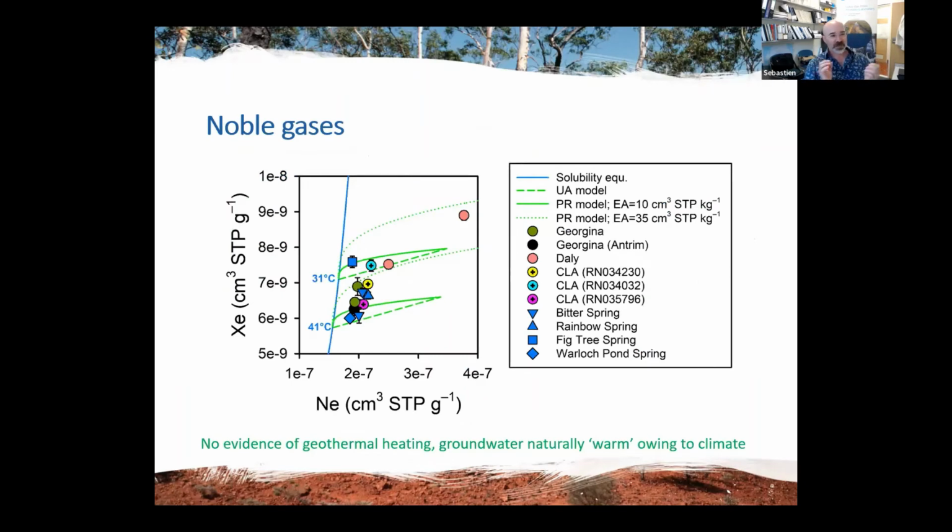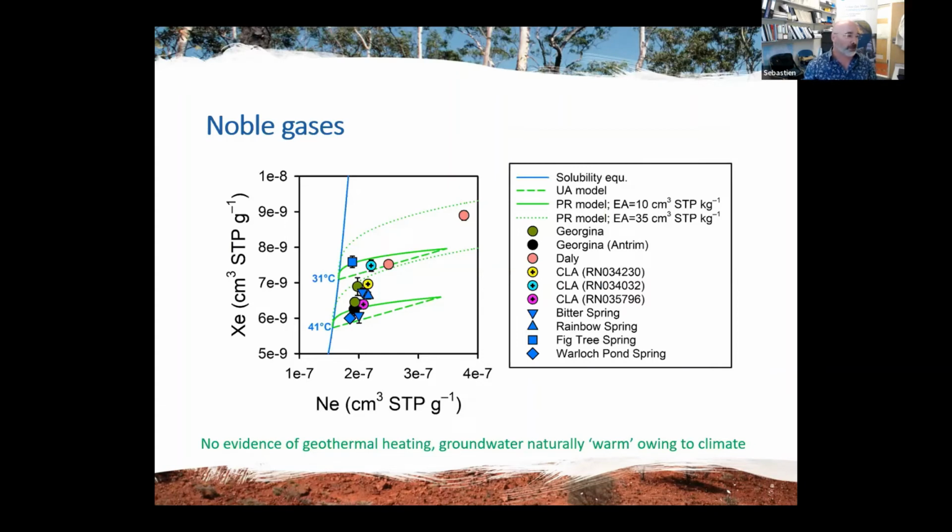The next example is how you can use some traces like noble gases to look at the conditions at the time of recharge. And the question there that we're addressing is whether or not there is a geothermal contribution to the spring. So if you've been to Mataranka, you'll see some of the signs in the park called the thermal springs. Well, it's not quite correct.